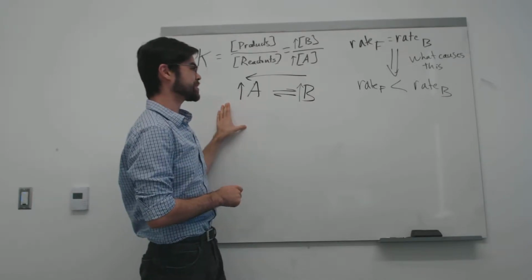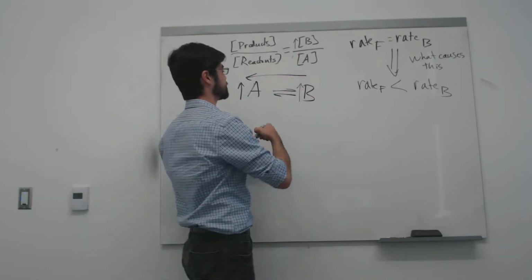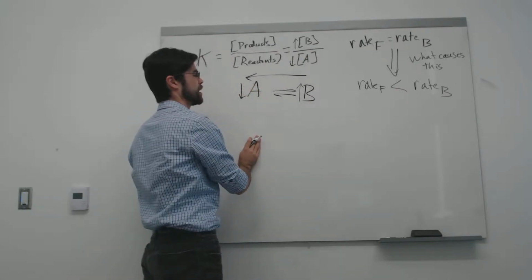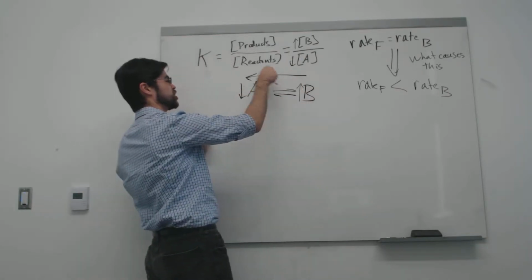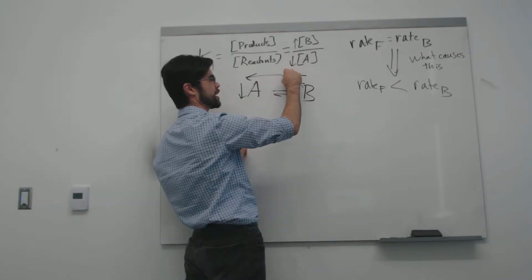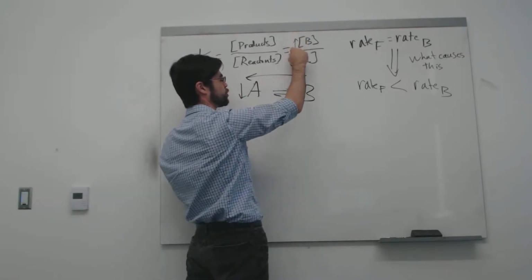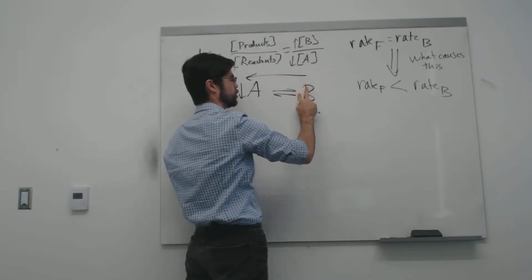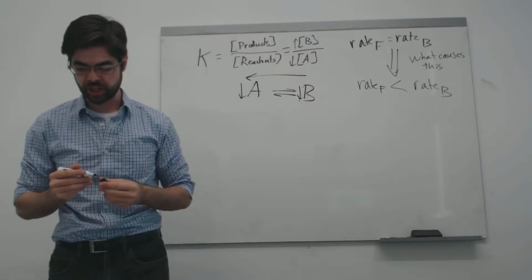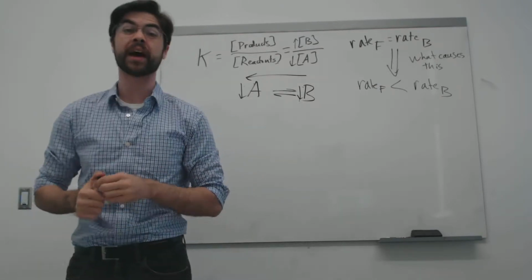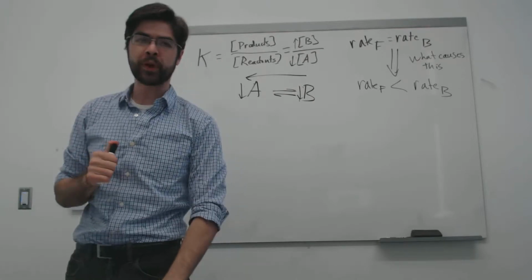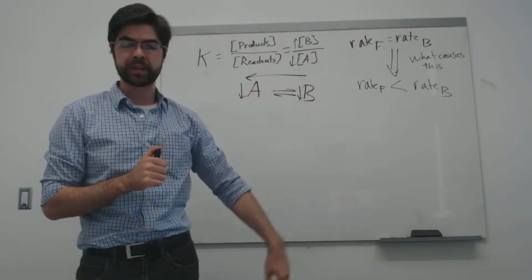If I remove the reactants, I decrease the concentration of A, then the system will naturally shift this way to reproduce it. All of a sudden, I've made my denominator smaller, so I need to make my numerator smaller. So I will lose B, the reaction will shift and generate a little bit more A to make up for the A that I lost. So there's a couple of ways that you can imbalance these rates of reactions.